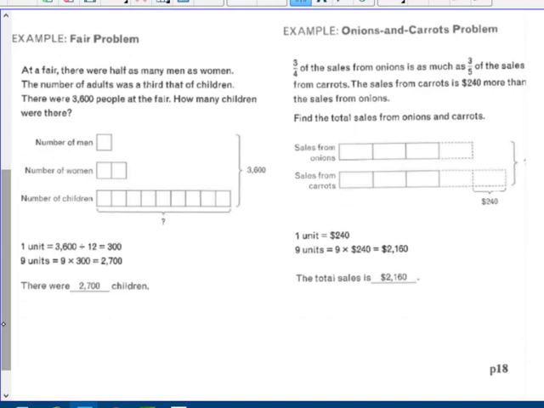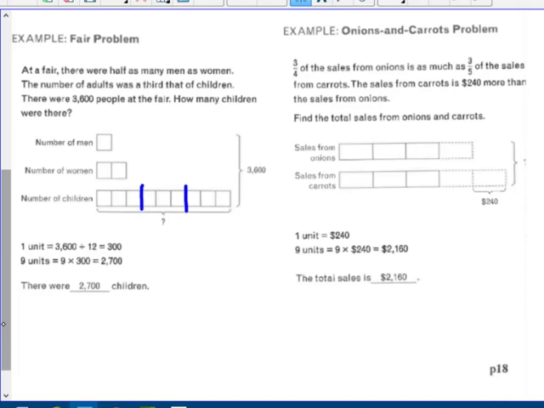First example here. At a fair, there were half as many men as women. So men is 1 bar, women is 2. The number of adults, men and women, was a third of that of children. So children are 3 times the total of the adults, which is 1, 2, 3 bars. You can see there. So 1, 2, 3, 1, 2, 3. So 3 times the men plus the 2 for women, men plus 2 for women, men plus 2 for women.